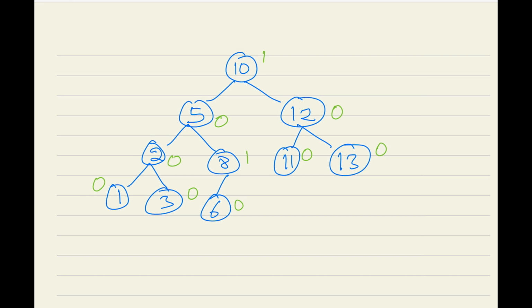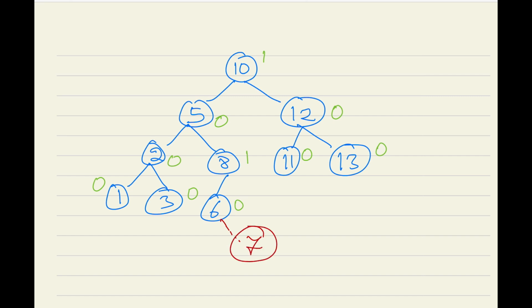So where to insert? First compare 7 with the root 10. 7 is smaller, so come to the left subtree. Here we encounter 5, 7 is larger, so move to the right. Then here 8, so 7 is smaller, then move to the left. We encounter 6, 7 is larger, so here we need to insert 7. So if we want to insert 7, we can insert here only.